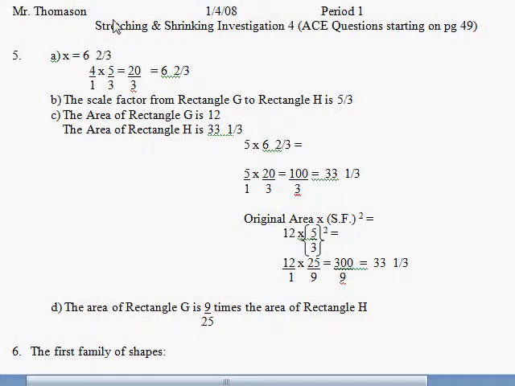All right, again, in my homework, I have my name, date, period, and the assignment. For number 6, I'm going to say the first family of shapes is, and I'm going to list what I've found. Obviously, for them to be a family, they have to be similar, and we're going to have a scale factor, so that's what we're going to list.